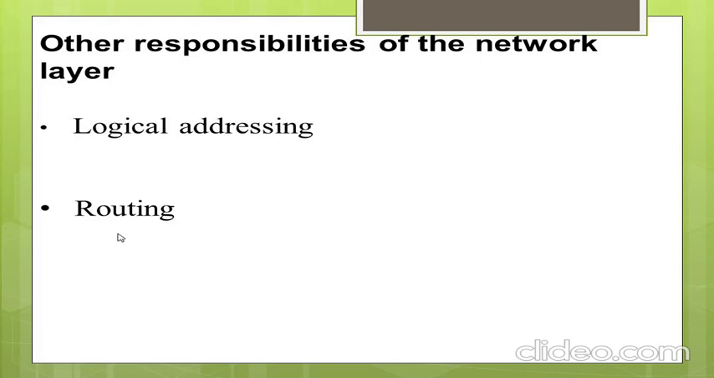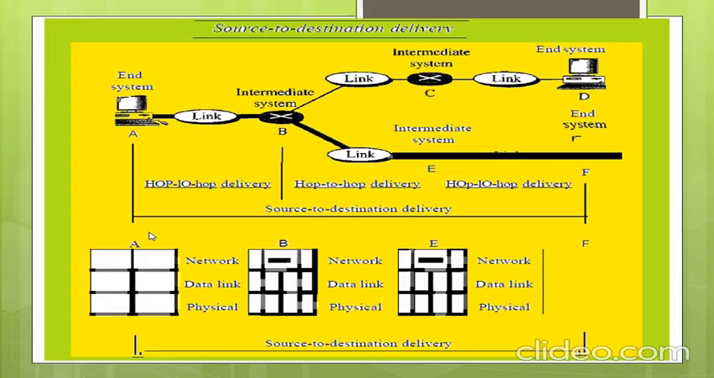Now in routing, when independent networks or links are connected to create internetworks or a large network, the connecting devices are also called routers or switches. They route or switch the packets to their final destination. So these are some other responsibilities of the network layer.